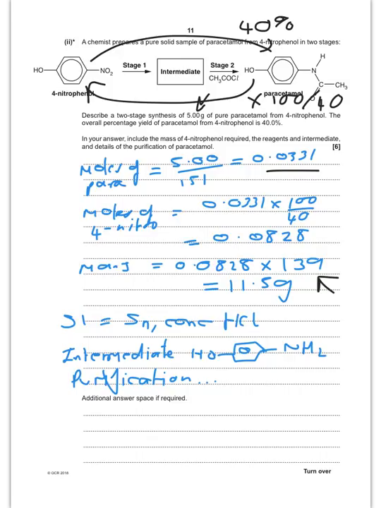Your intermediate is this guy here. And to purify, you are going to use recrystallization. So for recrystallization, you dissolve the solid in a minimum amount of hot solvent. You then cool the solution down and filter the solid off, and then you will wash with cold solvent and dry.